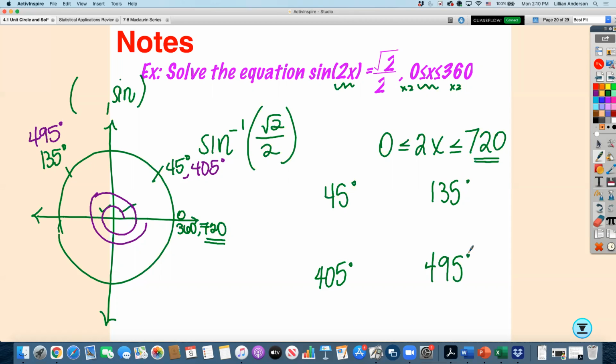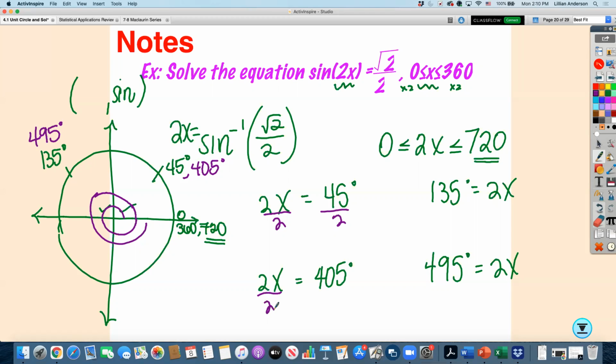But those aren't my full final answers. Because remember, when I took the sine inverse, this was still equal to 2x. So all of these solutions need to be equal to 2x, and then I need to solve for x. So I have to divide every single one of these by 2 to actually get my final answers for x.